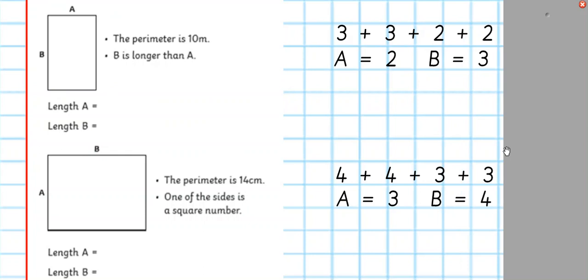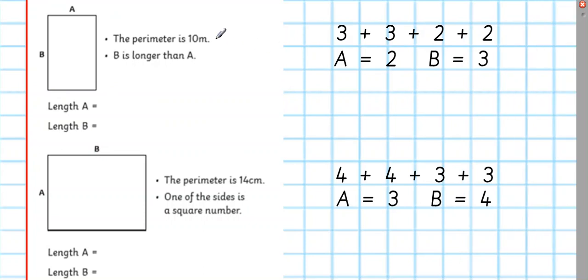So, for the first one, the perimeter is 10, B is longer than A. So 3 add 3 is 6, add 2 is 8, add 2 is 10. Okay, B is longer than A, so B is 3, A is 2. Yep, because 3 is bigger than 2. And the second one, the perimeter is 14 centimetres and one of the sides is a square number. So I've done 4 add 4, which is 8, add 3, which is 11, add 3, which is 14.